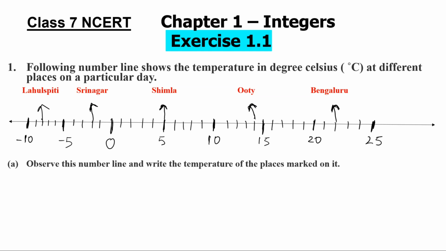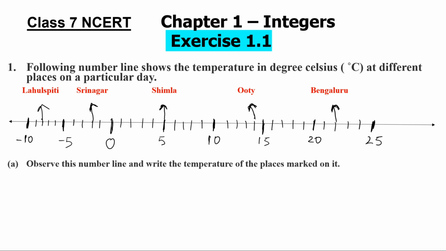Hello everyone. Let us discuss question number 1 of exercise 1.1. This is the first question of class 7 NCERT textbook. The following number line shows the temperature in degrees Celsius at different places on a particular day. So here we have a number line and it shows temperatures. The numbers are there and some points are marked on it. These points show the temperature in degrees Celsius and these different places are of India.